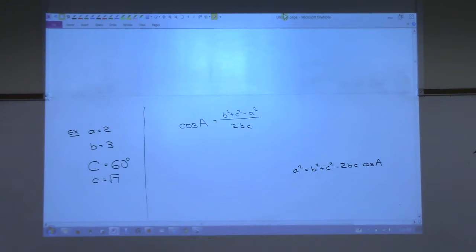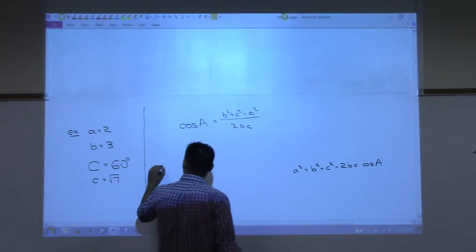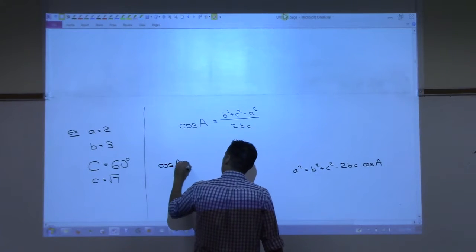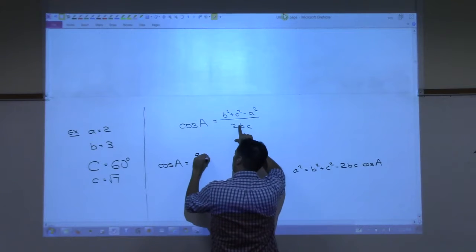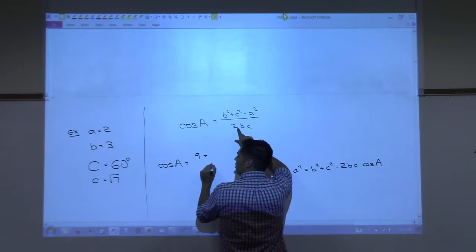I could have used that formula to get capital A, and I want to do it because I want you to see something. So if I use this, cosine of capital A, I'm going to do b squared, which is 9, plus c squared, which is what?